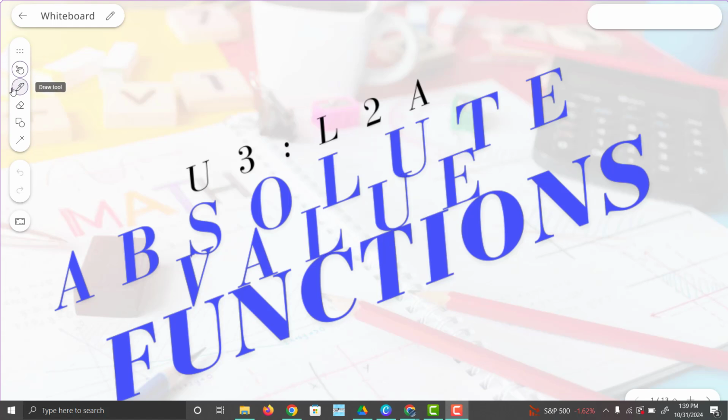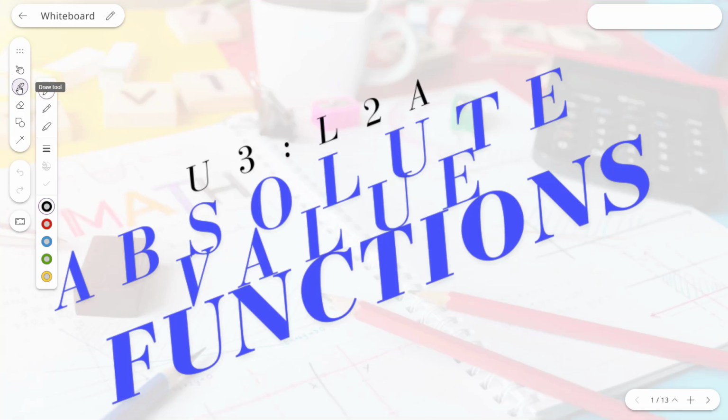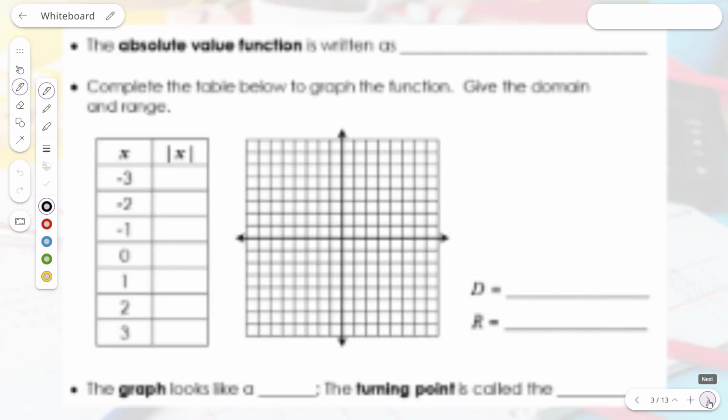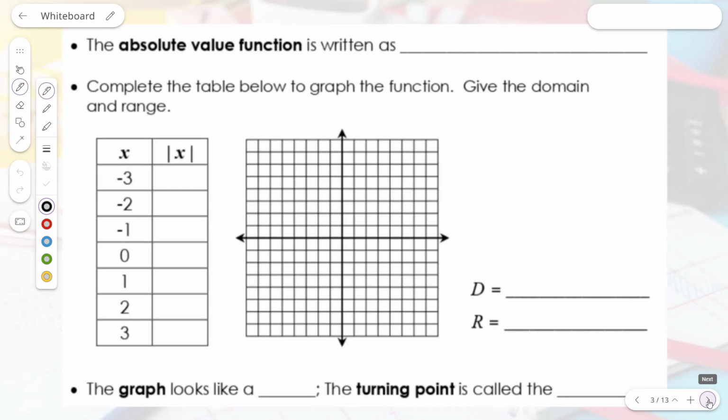Okay, we are going to be looking at absolute value functions and graphing those today. So first off, let's talk about what is an absolute value function. An absolute value function is something written in the form of f of x is equal to the absolute value of whatever your input is. This is what's called the parent function, it's the beginning function.